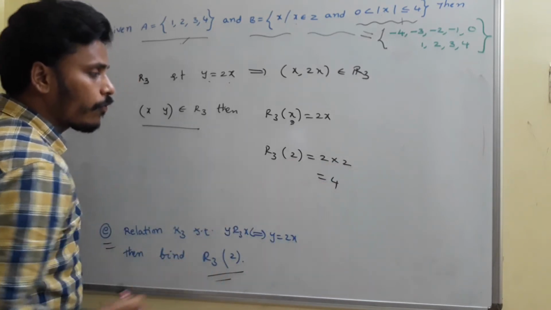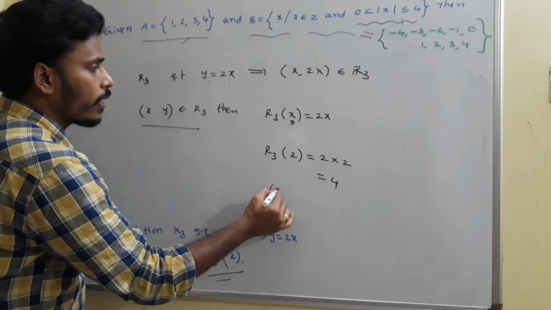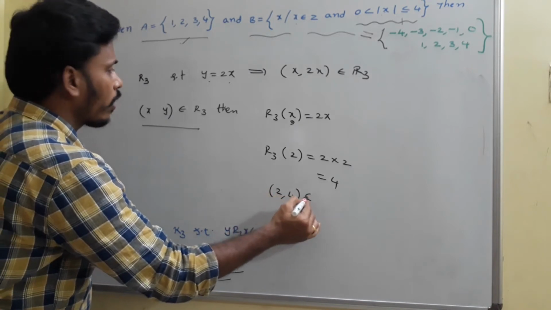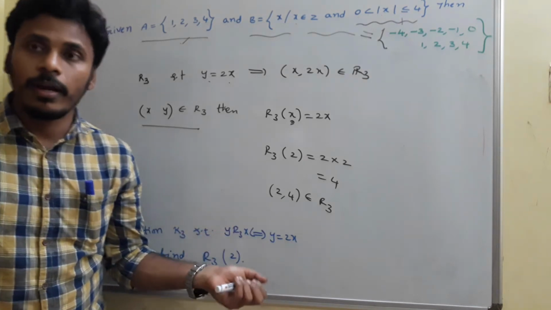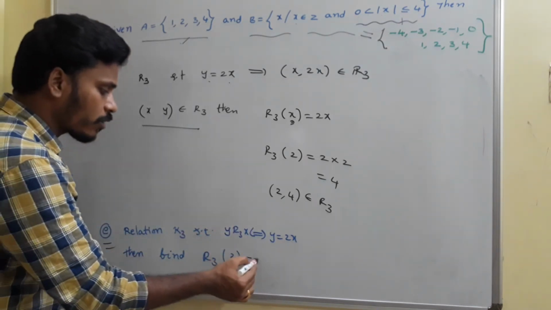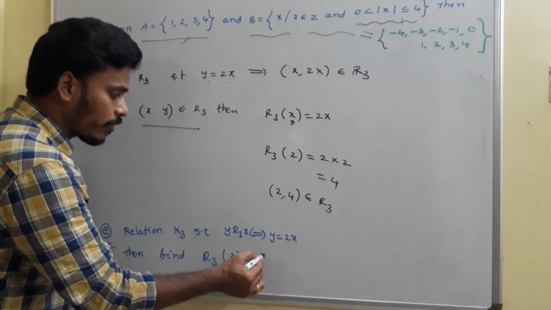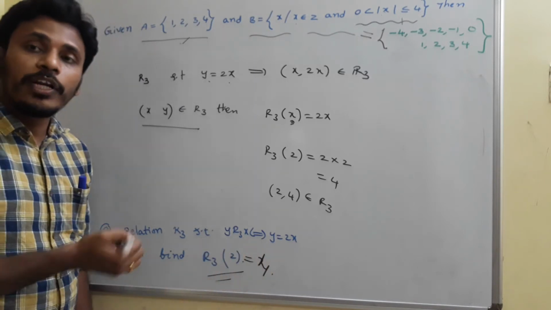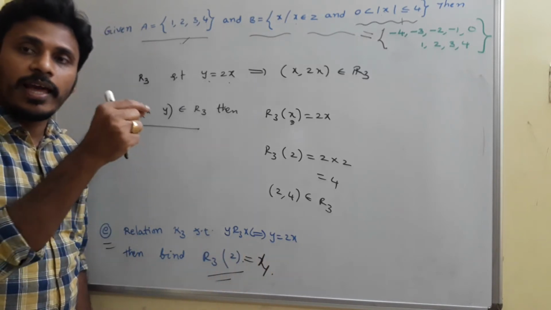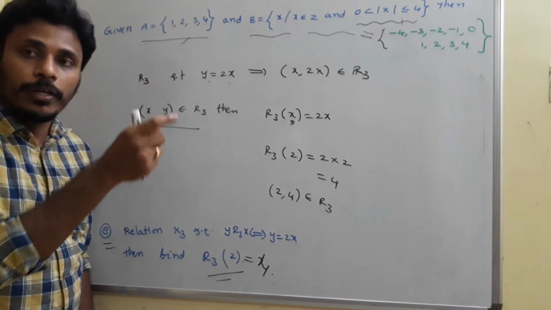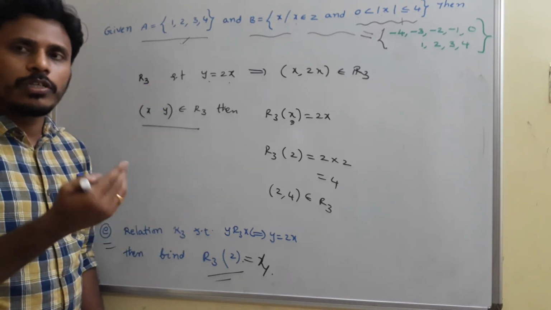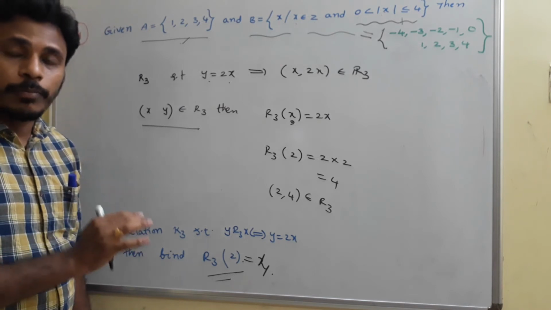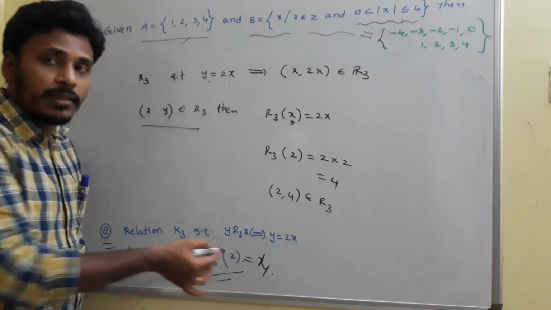Since R3 of 2 is equals to 4, it is very clear that 2 comma 4 is an element of R3. Is it right? So 2 comma 4 is clearly an element of R3, and they are just asking us to find R3 of 2, and that R3 of 2 is simply 4. No need to list all the elements which are there in the relation R3. No need to represent the elements of R3 in arrow diagrammatic form also. If you need, you just go with no problem. But as per the problem, they are asking us just to find R3 of 2.